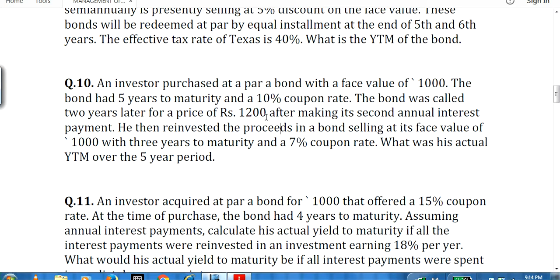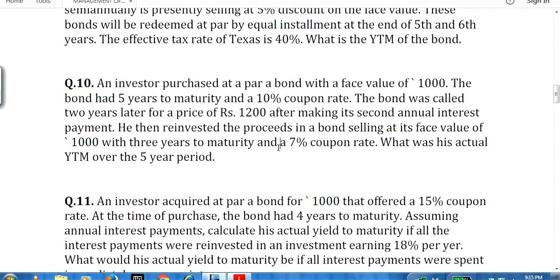Let us say we have 10 bonds at 1200. How much will you receive? 12,000 face value, correct? Selling it again, you will reinvest at a face value of 1000. So you have 12,000 divided by 1000 for one new bond. You will purchase 12 bonds, that means everything is invested. 12,000 is invested at par, so that 200 is not a premium. Very clear. He then reinvested the proceeds in a bond selling at face value of 1000.